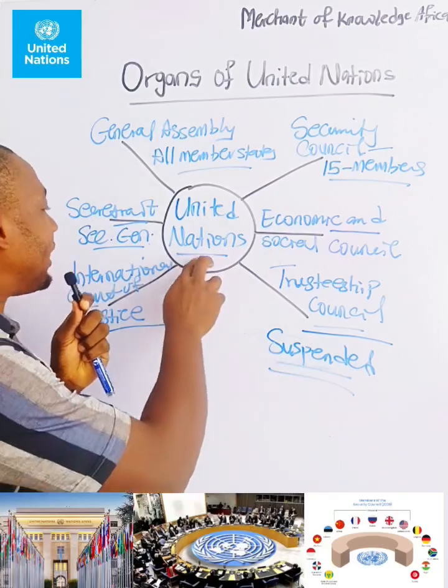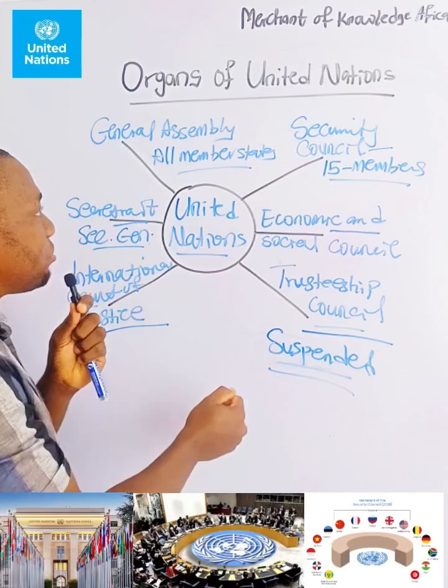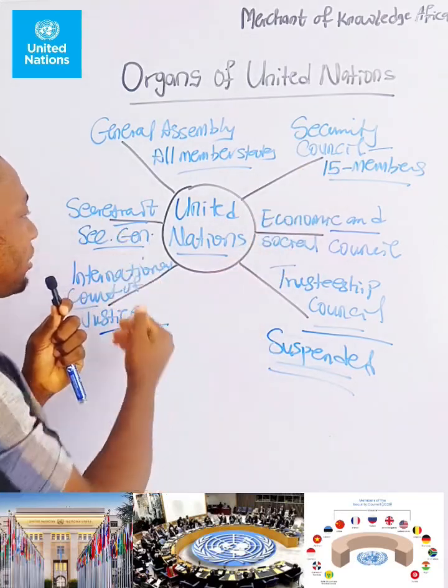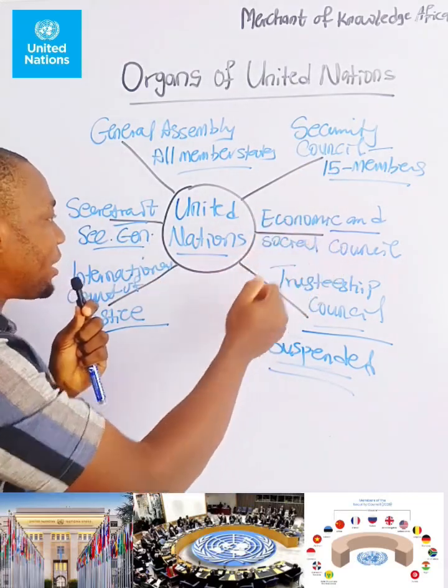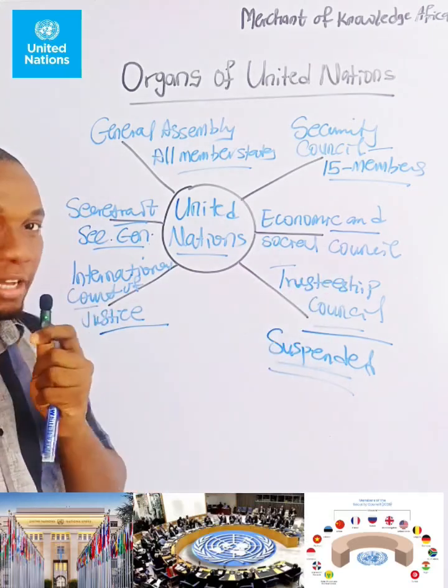So anytime you hear United Nations, consider their organs: General Assembly, Security Council, made up of 15 members, the Secretariat led by the Secretary General, Economic and Social Council, International Court of Justice, Trusteeship Council.